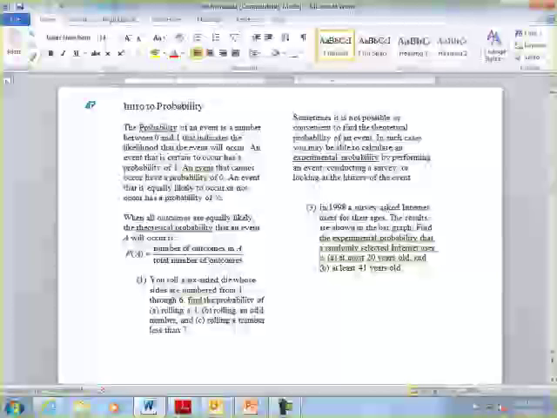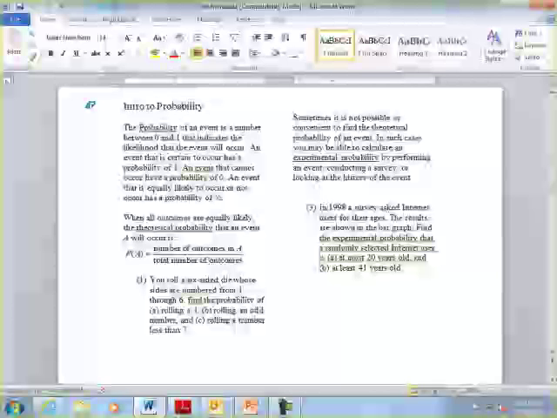0 means there is no way that thing is going to happen. And 1 means that thing has to happen. And then anywhere between there tells us the likelihood of it happening. We are going to begin by talking about theoretical probability.